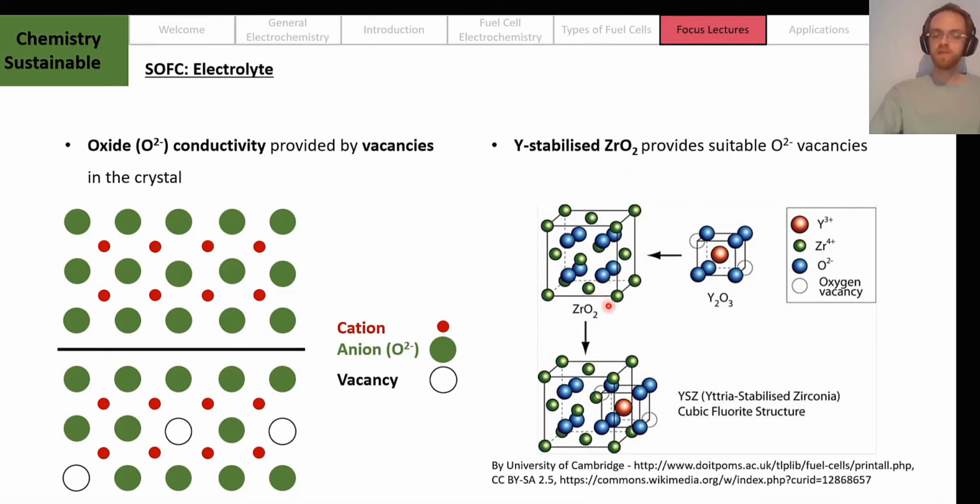This is because our yttrium has a smaller charge than the zirconium, and due to the smaller charge, we have to get rid of excess negative charge, of course. The only thing we can do for this purpose is to kick oxygen out of the structure. So this is the so-called YSZ, the yttria stabilized zirconia, which crystallizes in a cubic fluorite structure.